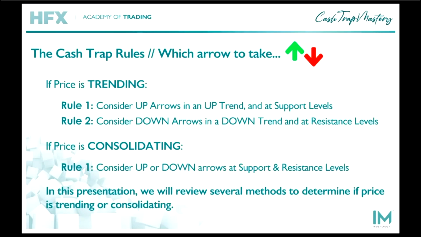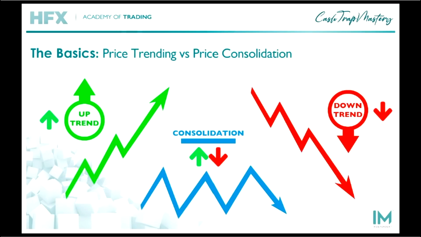Now, to utilize Cash Trap, there are a few basic rules. We try and keep this really simple, and it comes down to these two primary rules. If the price is trending, rule number one is that we consider up arrows in an uptrend and at key support levels. Rule number two is to consider down arrows in a downtrend and at resistance levels. If price is consolidating, we really only have one rule, which is to consider up or down arrows at support and resistance levels.